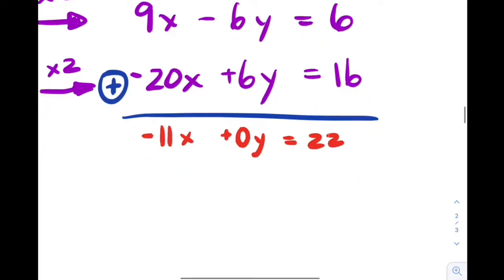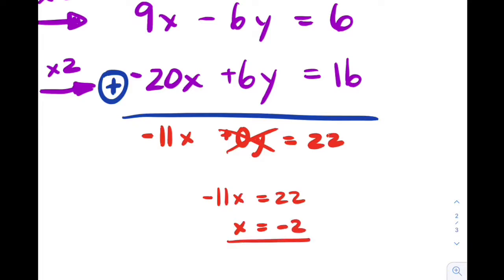That gives me a new equation because the y has been eliminated. I now have negative 11x is equal to 22. And when I divide both sides by negative 11, I'm going to get negative 2.